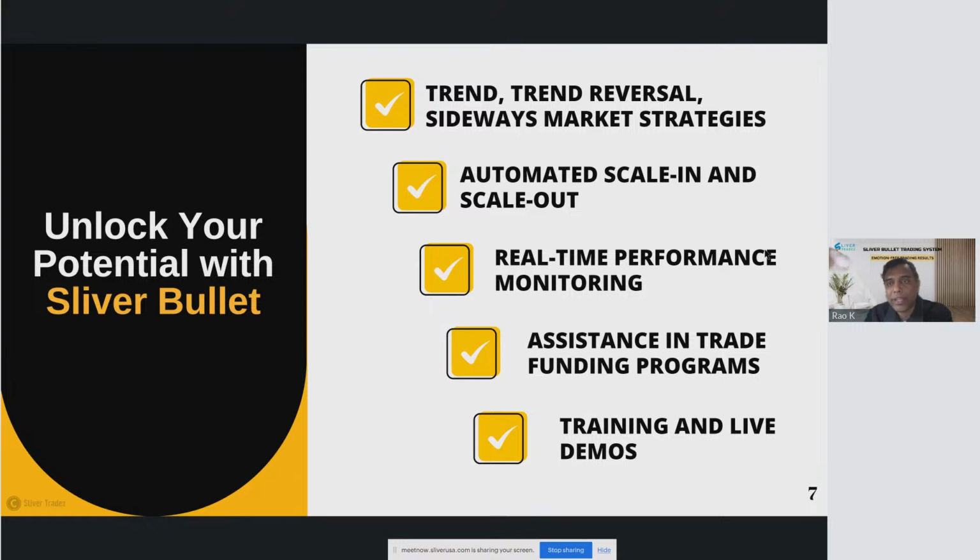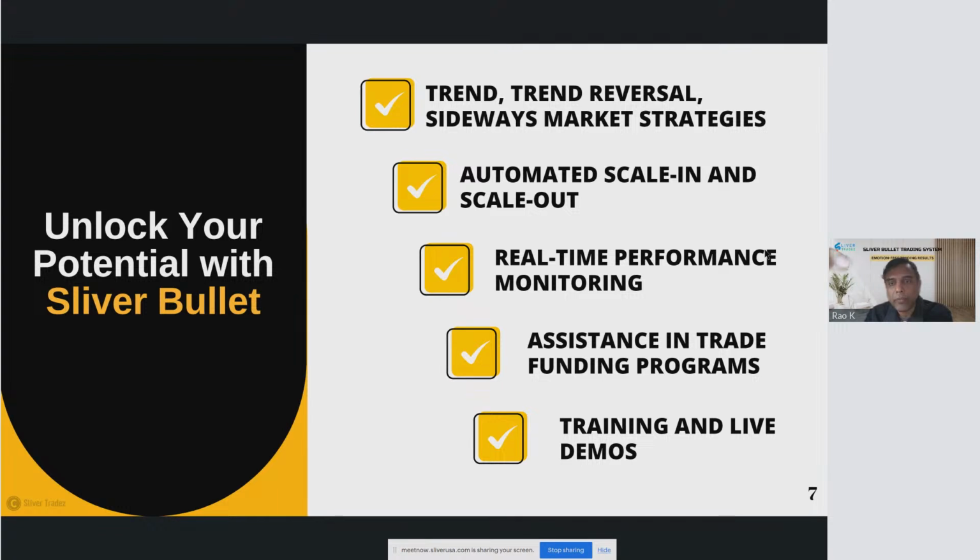Without scale in and scale out, a trader often fails. Often fails means really often fails. We see a 90% plus or 95% failure rate in trading, and that's mostly because either they don't have enough money, or they don't have the ability to scale in and scale out, or they don't know when to scale in and scale out. And we teach all that.